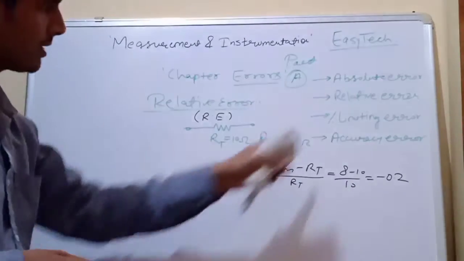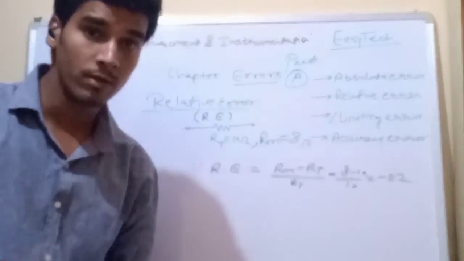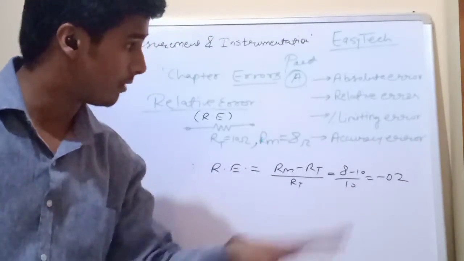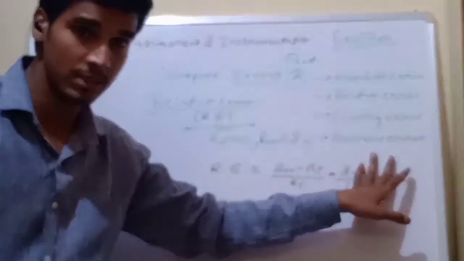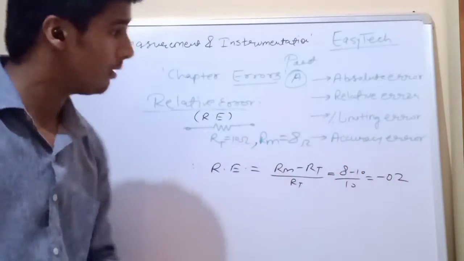Now, what are percentage limiting error and accuracy error? Please keep a note of whatever I am going to illustrate about the difference between percentage limiting error and accuracy error. These two errors are very important and they are frequently asked in the examination.